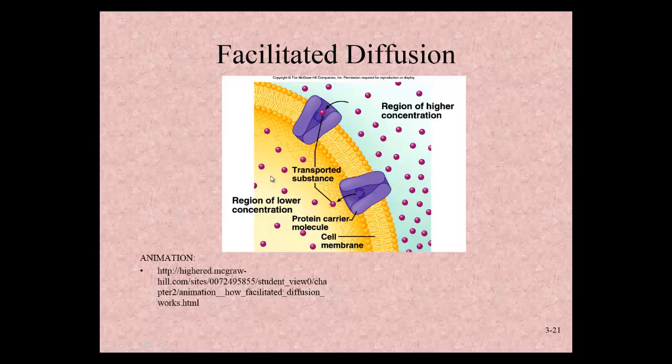And in the case of facilitated diffusion, the only thing required is a protein. It does not require energy in the form of ATP.